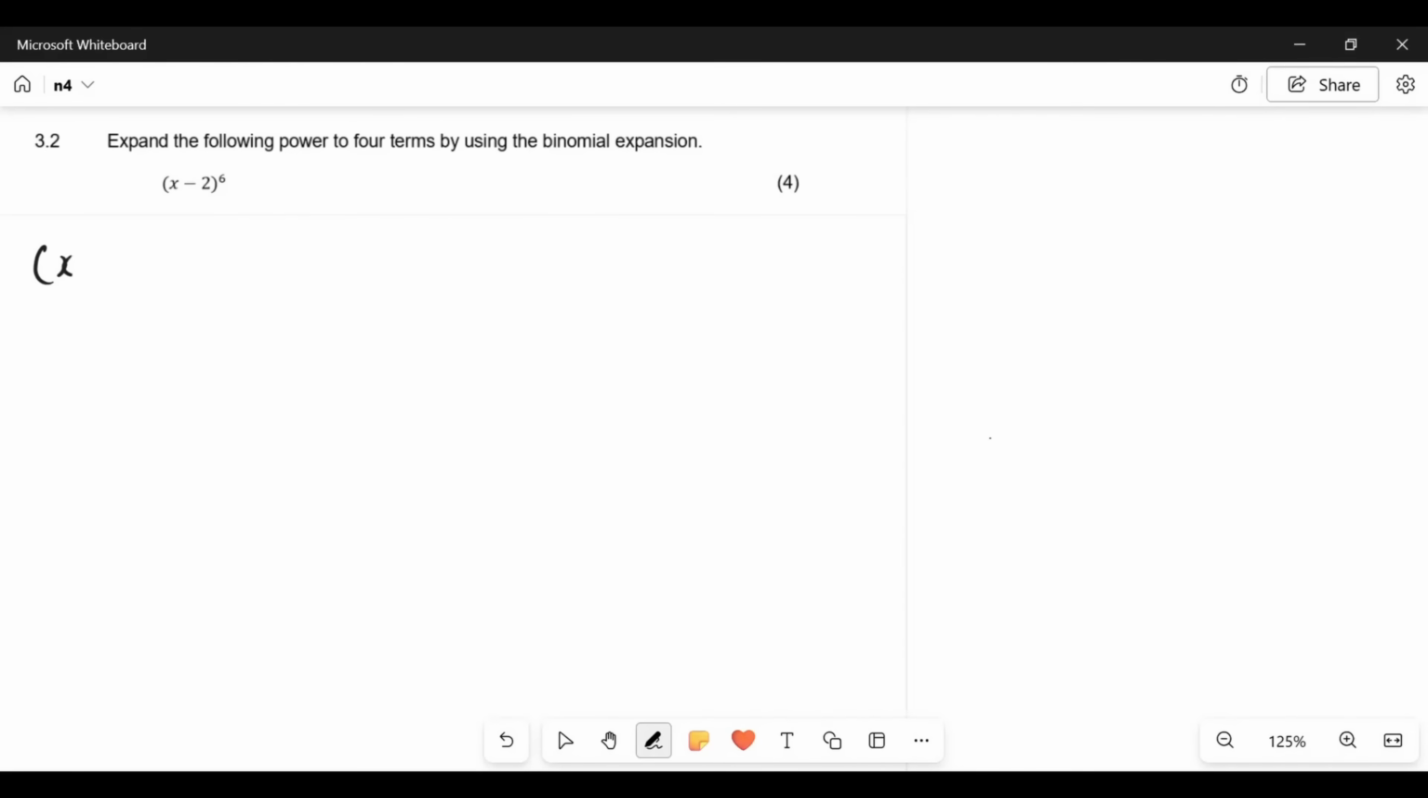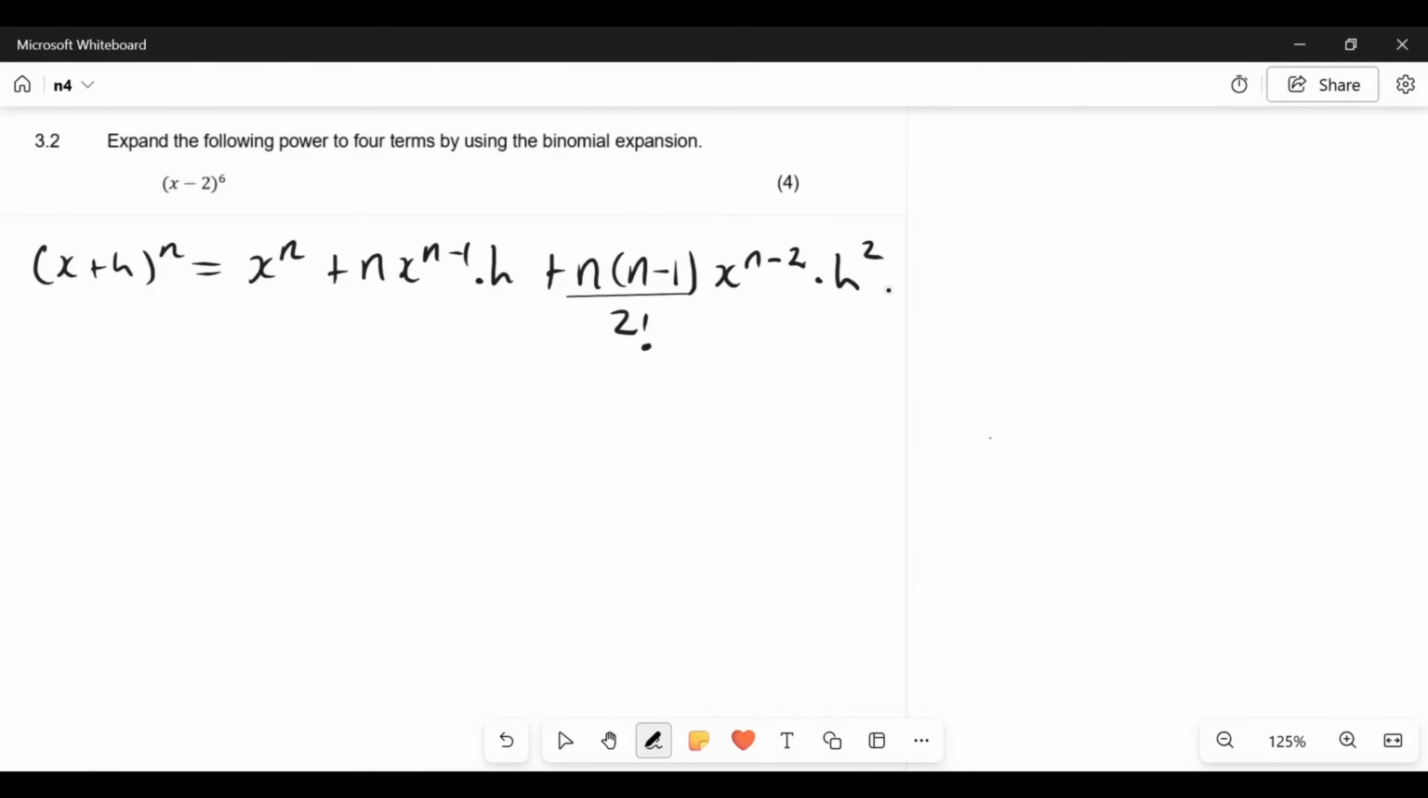We have (x plus h) to the power of n. So we can expand this to the 4th term. Let's expand it. We have x to the power of n. That's the first term. The second term, we have n multiplied by x to the power of n minus 1 multiplied by h. That's the second term. The third term, we're going to have n multiplied by (n minus 1) divided by 2 factorial multiplied by x to the power of n minus 2 multiplied by h to the power of 2. Then that here is the third term.